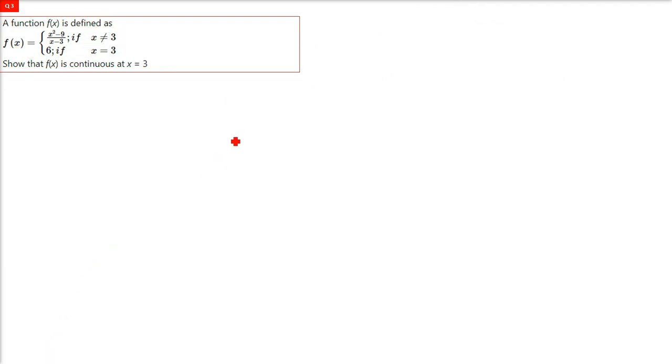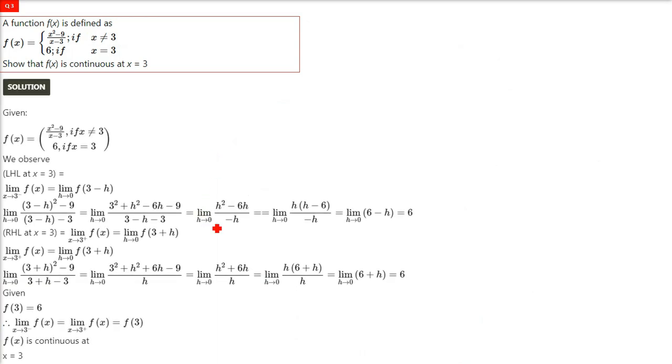So actual solution I am showing you right now, and this is how you are going to write. Not what I am writing. I am just giving you all the ideas so that you are aware what exactly is going on. But this is the way you have to write. Given, we observe, LHL, write LHL given, then f(x) is continuous at x equals 3 with all the computation which you see here. So I hope you got the idea how we are going to find out the continuity and discontinuity.